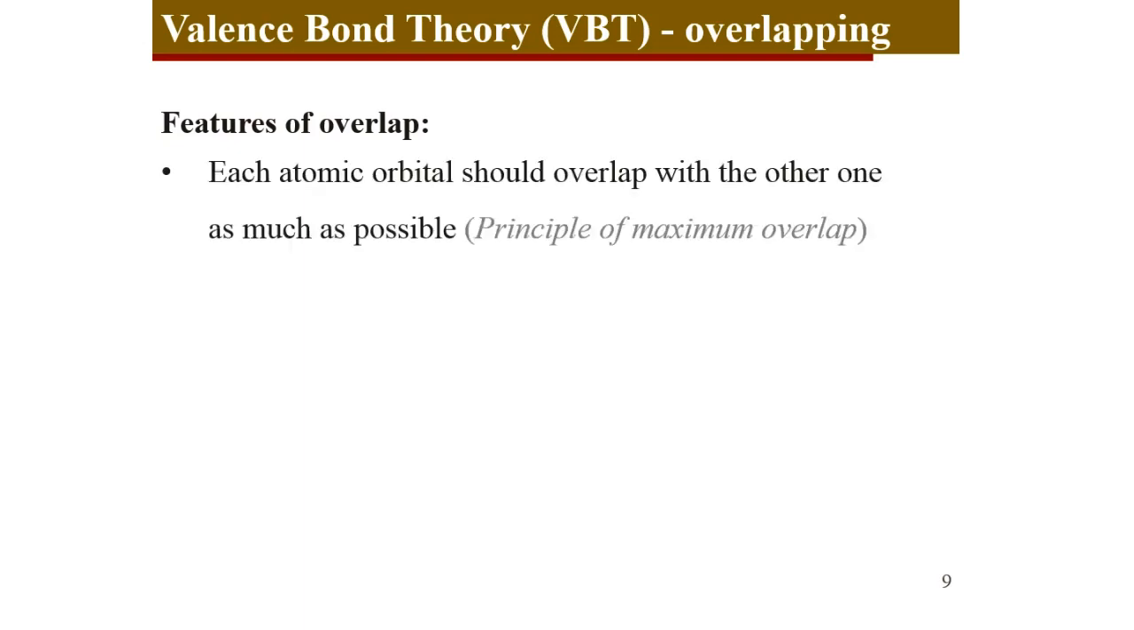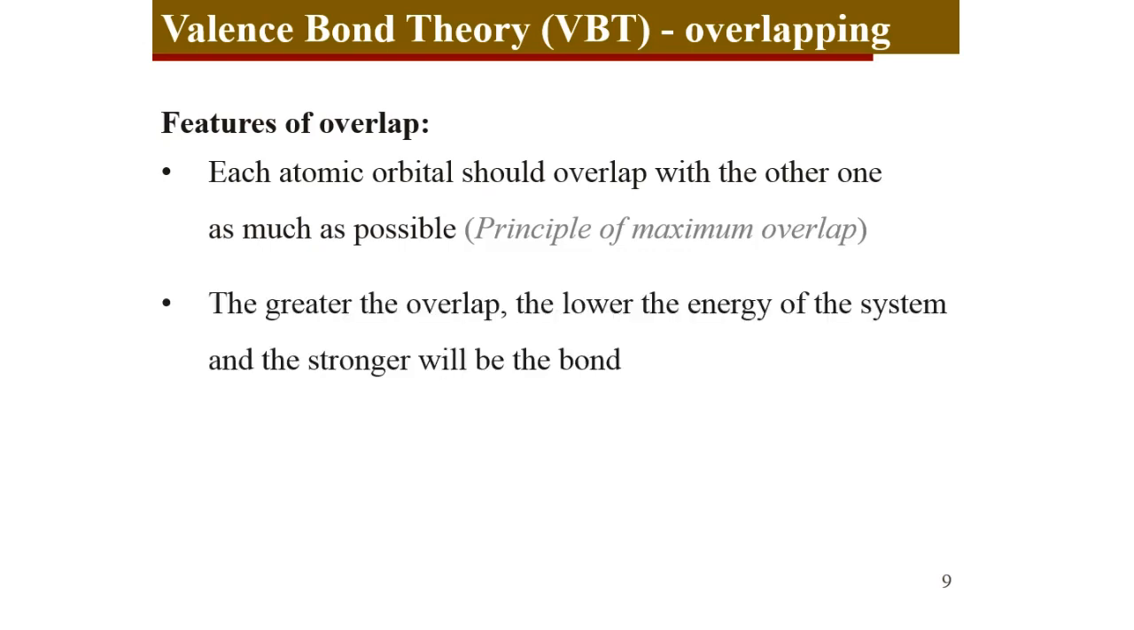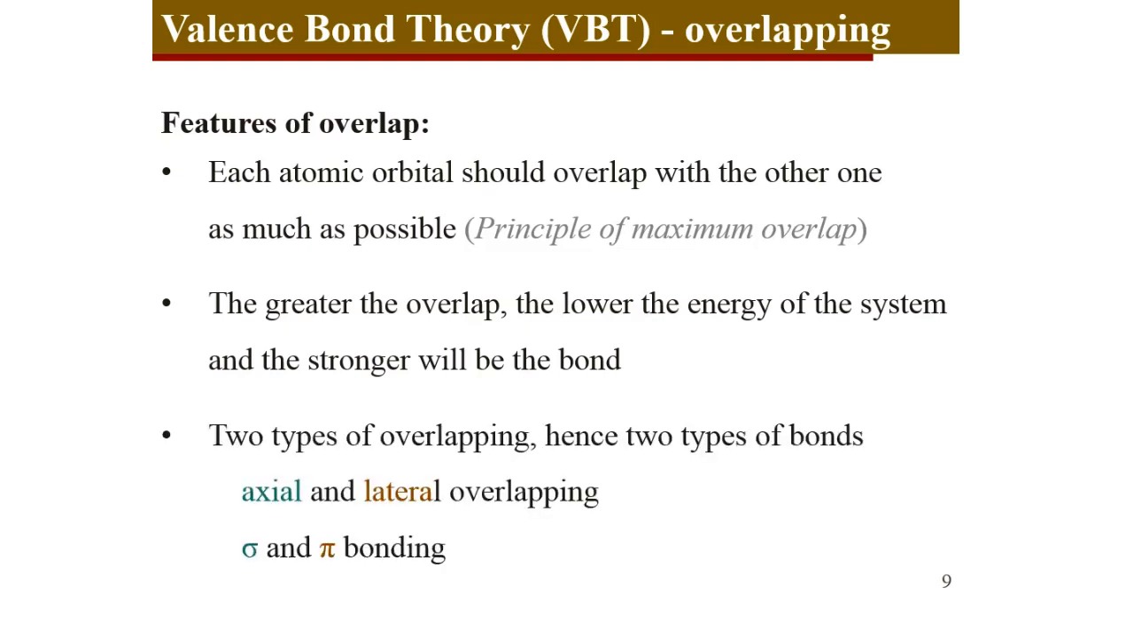The features of overlapping include important ideas. Overlapping should be to the maximum extent possible. That is called the principle of maximum overlap. The higher the extent of overlap, the stronger the bond, because the energy will be lower. There are two types of overlapping, axial overlapping and lateral overlapping. Two orbitals of the same symmetry can overlap head-to-head along the axis to result in axial overlapping, and that results in the formation of a sigma bond, because it has a cylindrical symmetry, very similar to an s orbital. The second one is lateral or sideways overlapping. Two orbitals lying parallel to each other can overlap sidewise.